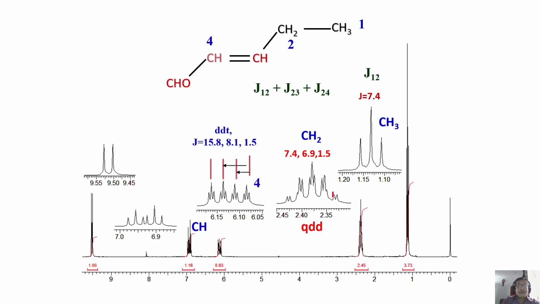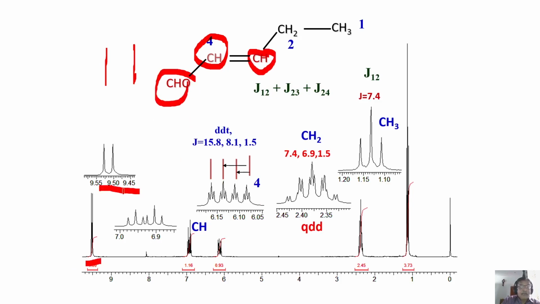Next one, we have to see this proton. This proton has a long range coupling, a large coupling with this one. It is a doublet. Very clear. It has to be a doublet like this, because of this. But remember, if you look at the CHO proton which comes downfield, this CHO is a doublet. Right? How can this CHO be a doublet? Because it is coupled to this CH.